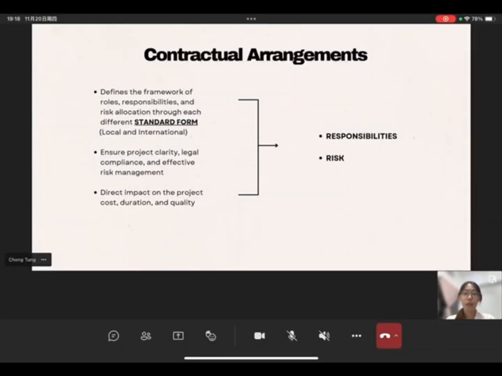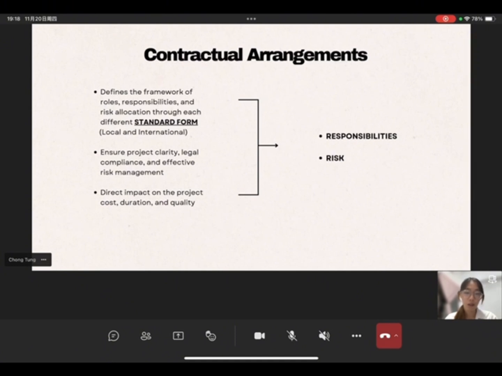Hello, I'm Chong Tong. Now I'm going to share about the contractual arrangement. The contractual arrangement is to define the framework of roles, responsibilities, and risk allocation through each different type of standard form, which I will be sharing later. The contractual arrangement will also ensure the project clarity, legal compliance, and effective risk management, which directly impact the project cost, duration, and quality.